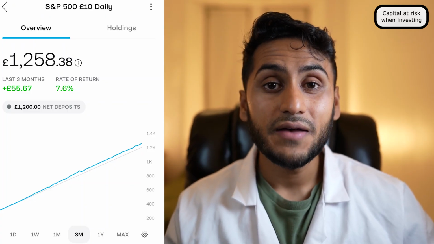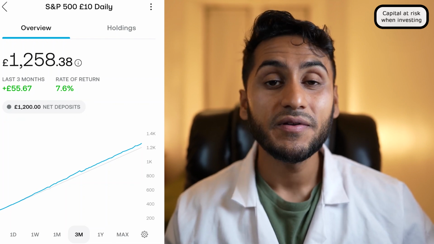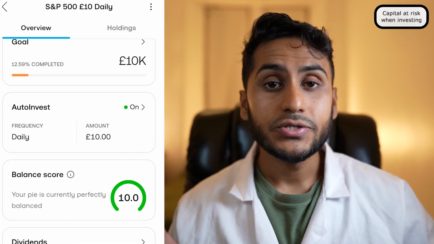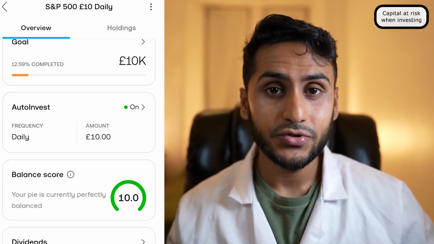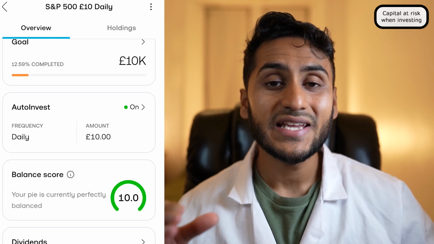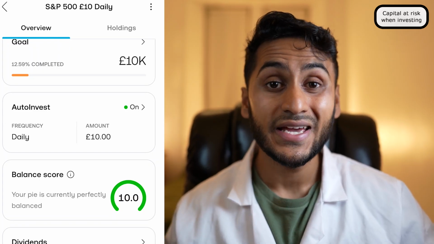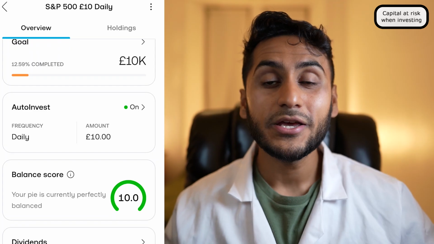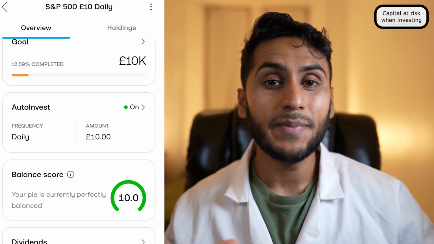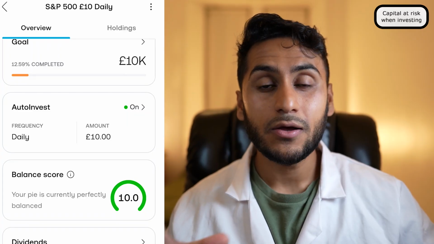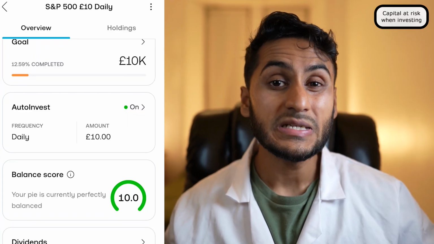And as you can see from my net deposits, so far I've invested £1,200. So that's 120 days of investing £10 every single day. In order to do this, I have enabled auto invest on Trading 212. Now what this means is £10 is taken out from my cash every single day, including the weekends. However, because the weekends the stock market is closed, basically on Monday about £30 is put in. If Monday is a bank holiday, on Tuesday I believe £40 is put in.